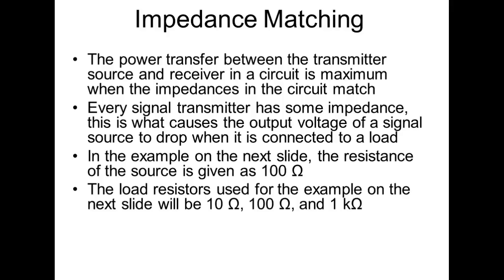Power transfer between the transmitter or source and the receiver in the circuit is maximum when the impedances in the circuits do what? Every signal transmitter has some impedance. So every signal transfer has got some impedance. So that means if you try to load it, it's going to drop down.